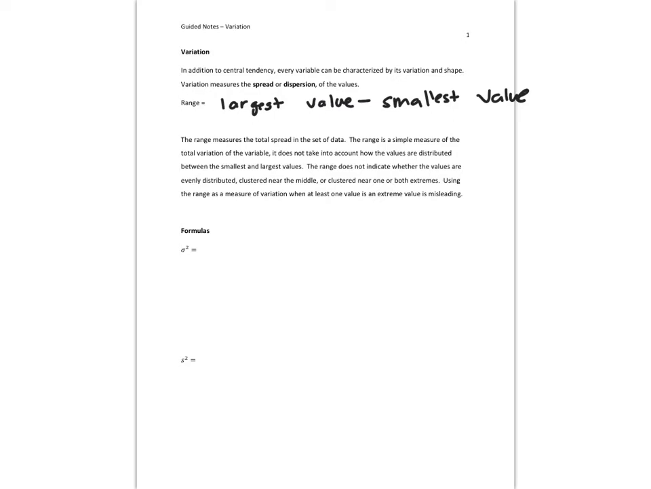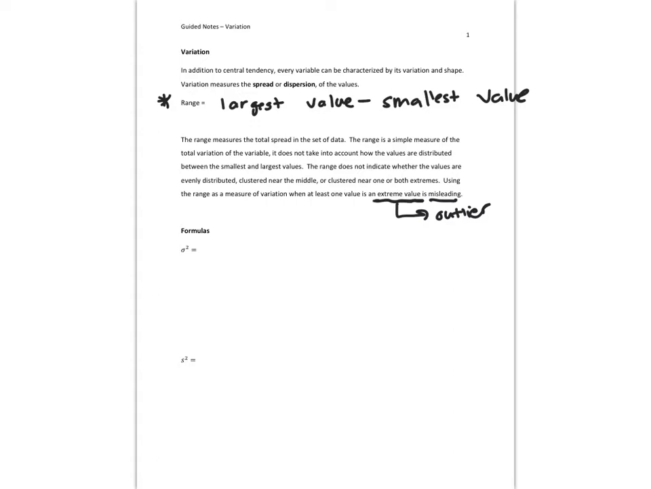Another way to look at the variation is a simple measure that's called range, and that's just the largest value minus the smallest value. It does not take into account how the values are distributed. You don't know if they're clustered in the middle, evenly distributed, clustered near one or both extremes. Using the range as a measure of variation when at least one value is an extreme value is misleading. An extreme value is called an outlier.